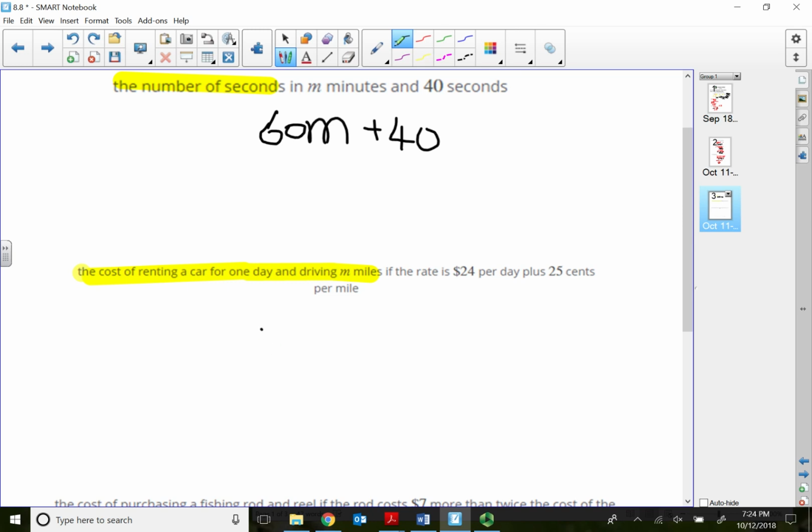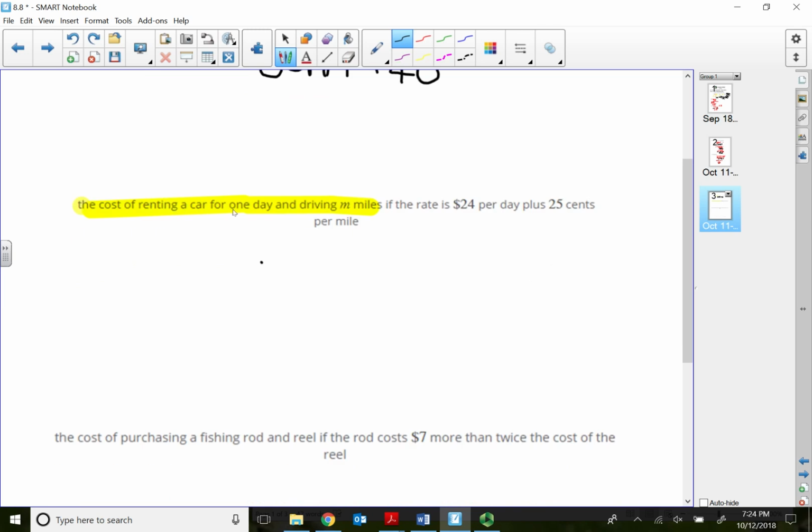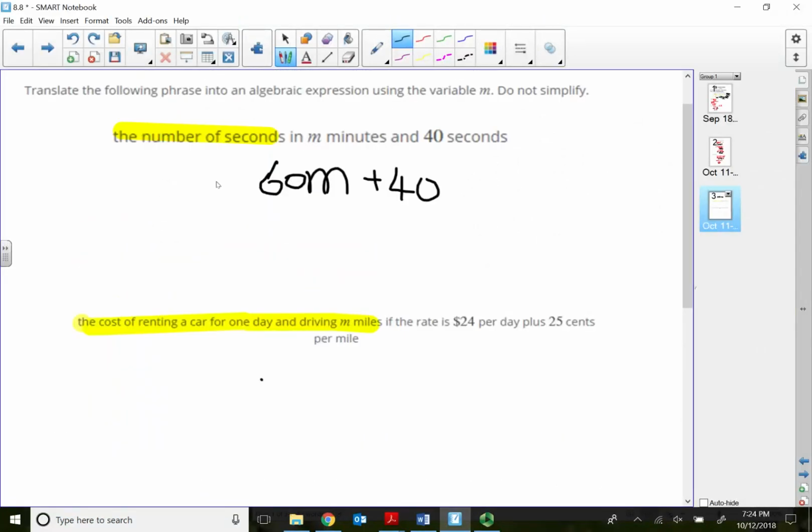I am renting a car just for 1 day. So in order for me to pick up the keys for that car, I've got to pay the $24 no matter what. Doesn't matter if I drive 1 mile or 100 miles. In order to pick up that key, I've got to already pay $24.